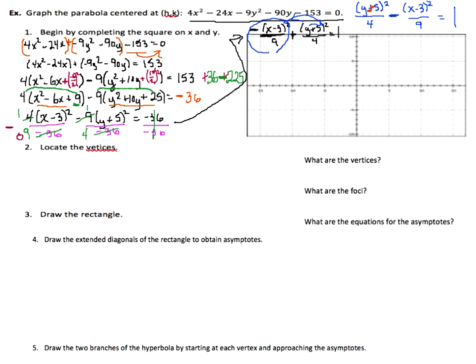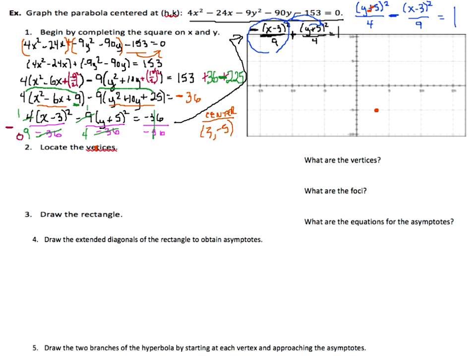So from that, I get that I have a center of 3, with my x value there, and negative 5. So my center is 3, negative 5. And I can go ahead and graph that. 1, 2, 3, down 5. Here's my center. All right. Now we're actually, oh, that should say vertices, not vertices. I don't even know what a vertices is.